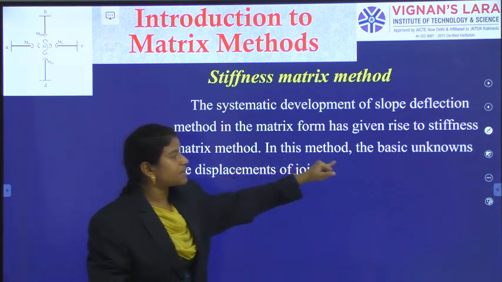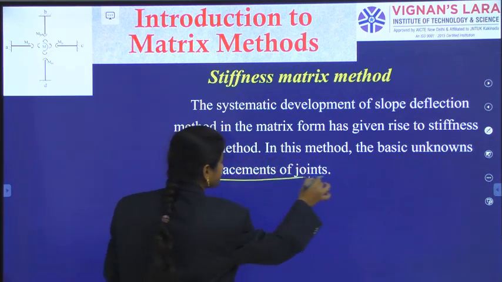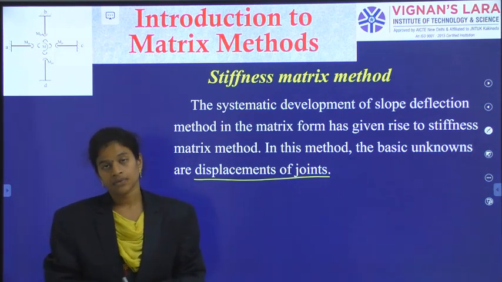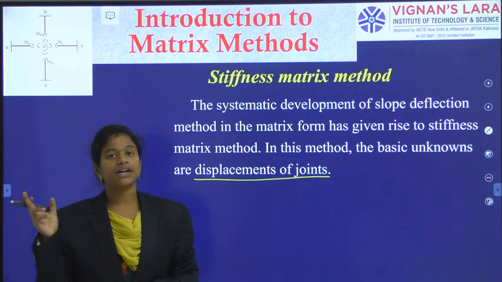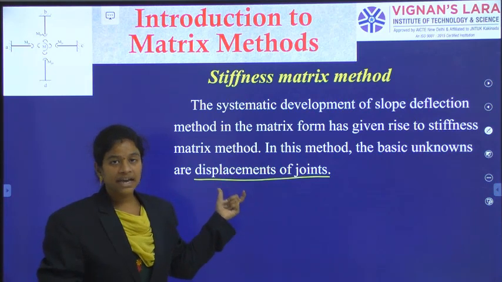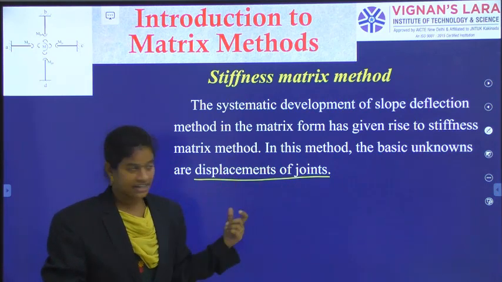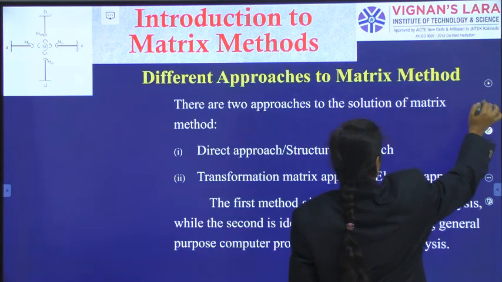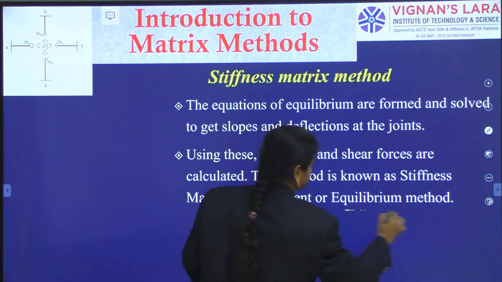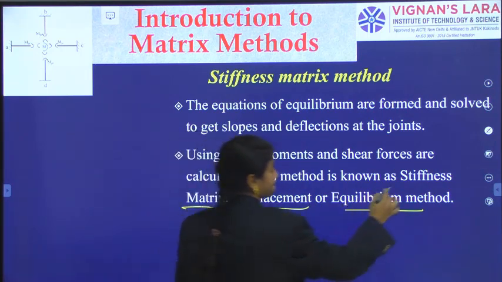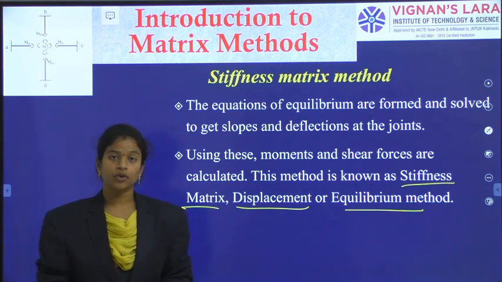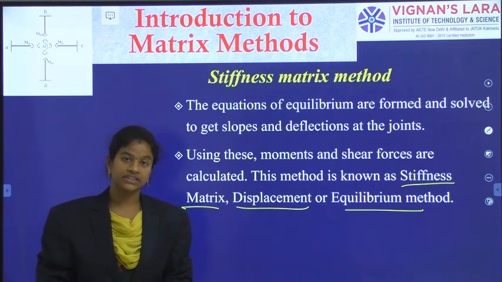In this method, the basic unknowns are displacements of the joints. There, in the other method, the basic unknowns are redundant forces. That's why that is the force method or flexibility method or the compatibility method. Here the basic unknowns are displacements. The equations of equilibrium. There, forces are the unknowns. Redundant forces are the unknowns. That's why it is a force method or flexibility method.